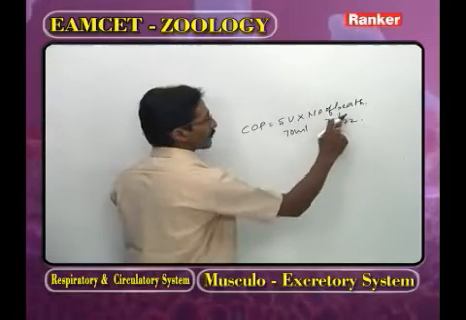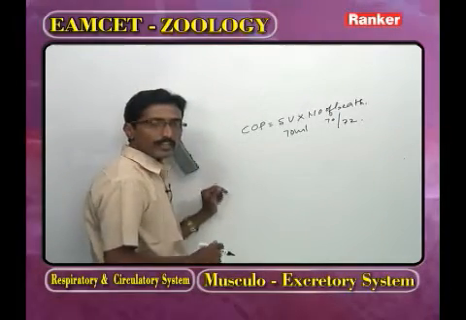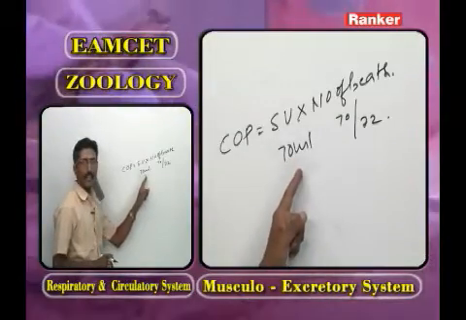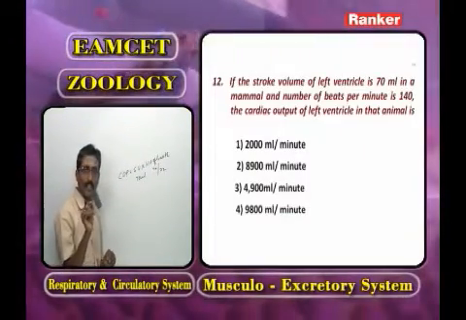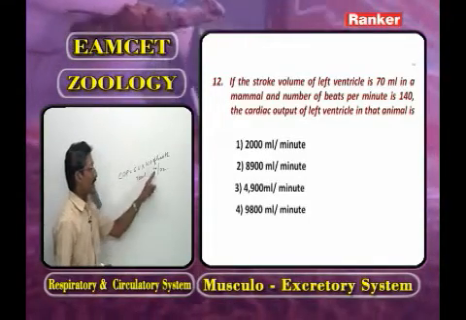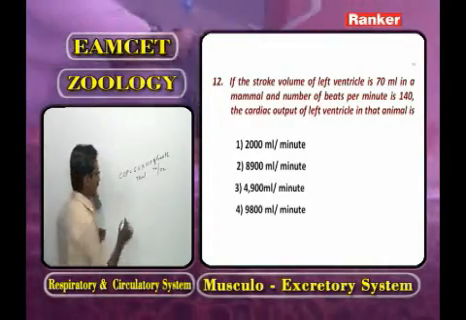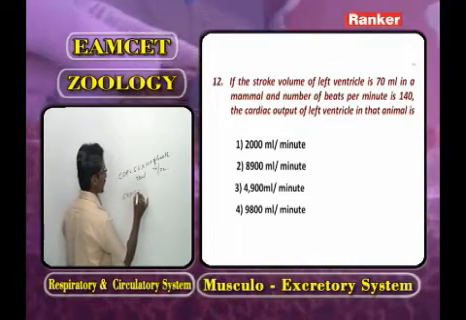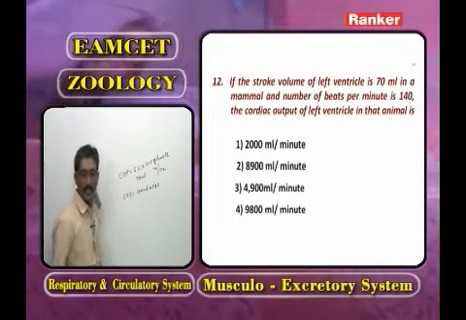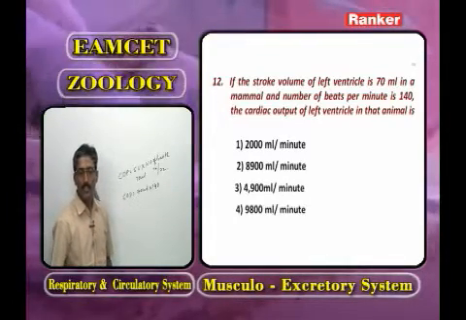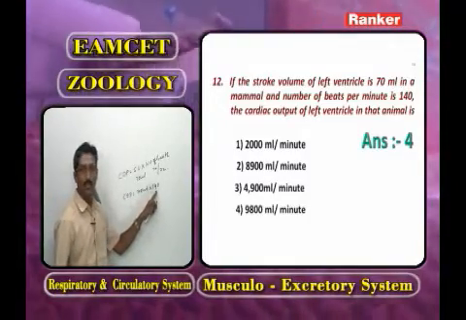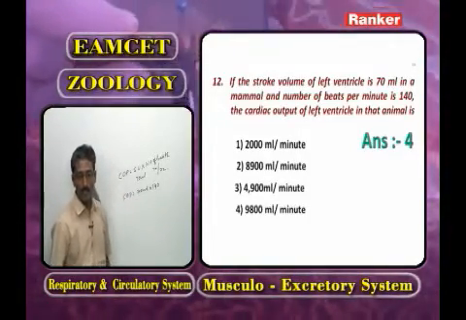Now here, what did they give? The stroke volume of the left ventricle is 70 ml. That means the left ventricle pumps how much blood? 70 ml. Now here the number of heartbeats is 140. Now we want the cardiac output: 70 ml into 140. What is the answer? 9800 ml per minute. So 70 ml into 140 beats. Now we go for the next question.